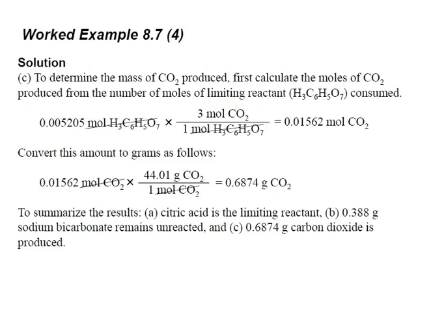Now for part C, to determine the mass of carbon dioxide produced, first calculate the moles of CO2 produced from the number of moles of the limiting reactant, which is the citric acid consumed. So we start with moles of citric acid. We use our coefficients from the balanced reaction, 3 and a 1, and that gives us moles of carbon dioxide, which then again we can use the molecular weight of carbon dioxide, allow our moles to cancel, and this gives us our mass. So just an application here is just still using stoichiometry to calculate moles to grams and moles to moles, but then also looking at which one is used up first.